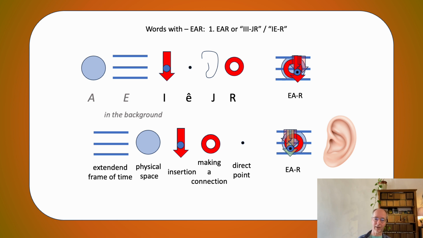In Dutch, we call an ear oor. This is an ear. A very subtle difference, it focuses on one direct point where things are coming in in this time frame, in the physical plane, where we will make a connection through this direct point. So we can understand it simply by taking these elements together. That's the ear.